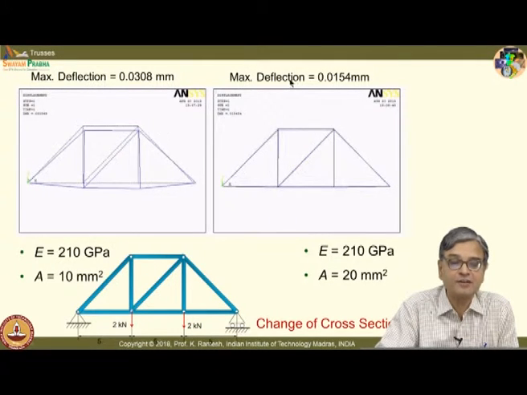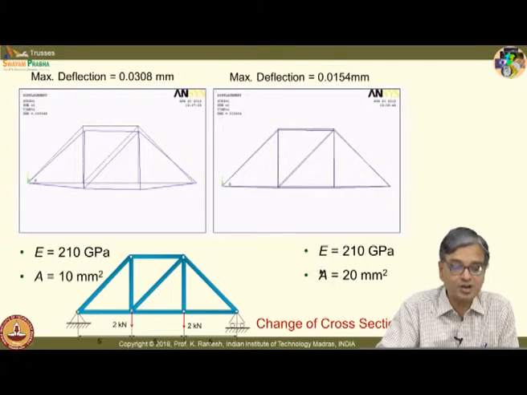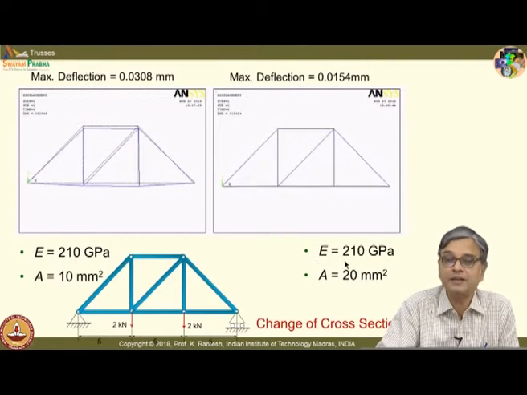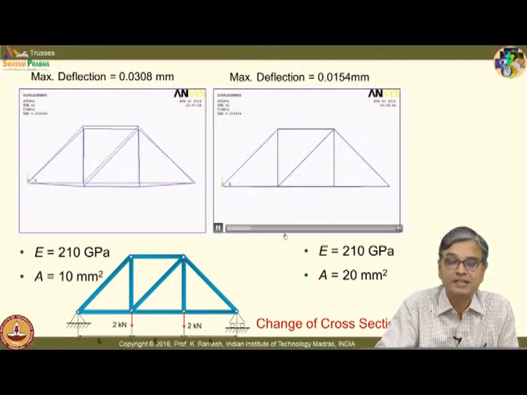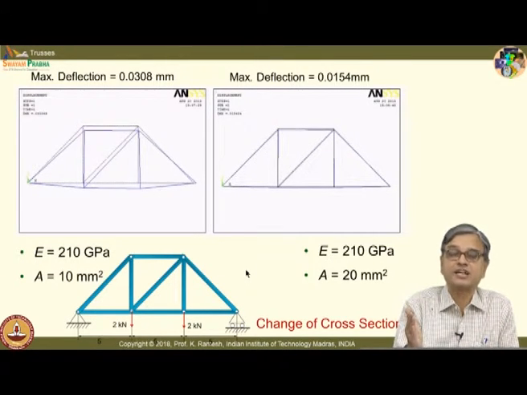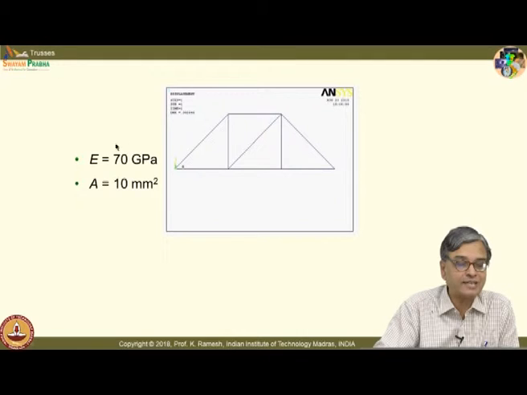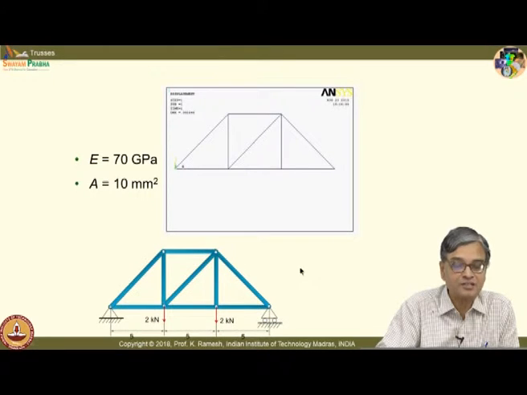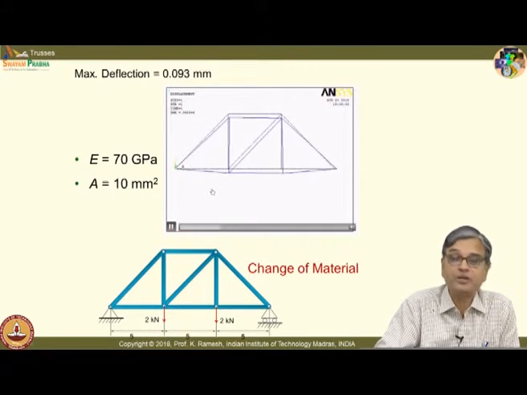In another case, the deflection is only 0.0154, and if you look at the Young's modulus, this is made of steel, it is 210 GPa, and you could see very clearly the deformation is more here and deformation is less here. Suppose I change the material, I retain the cross section, but I change the material, what happens? I have now selected aluminum, which is 70 GPa, and retained the 10 millimeter square as the cross sectional area, and you would see a large difference, which is seen in the deformed picture.